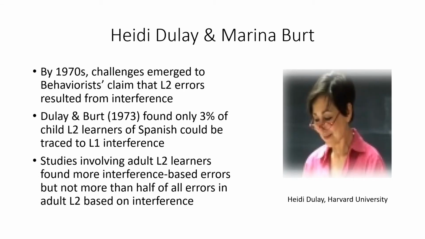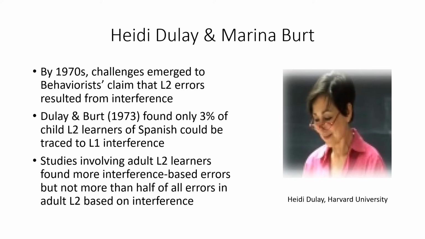By the 1970s, these kinds of challenges were all over the place, and there were also challenges to the behaviorists' idea that second language errors were a result of interference from the first language. Two researchers in particular, Heidi Dulay and Marina Burt, studied child learners of Spanish, and they found that only 3% of the errors made by those children could actually be traced to first language interference.